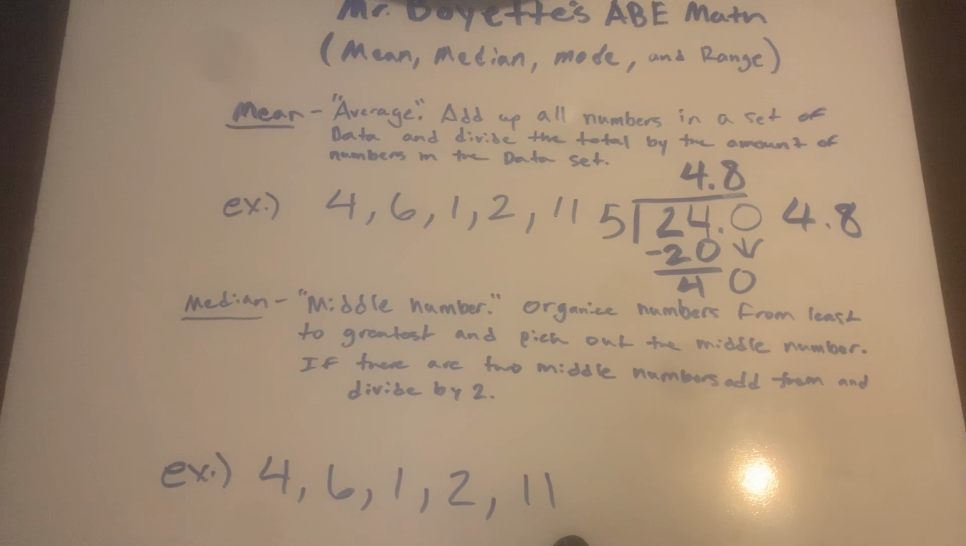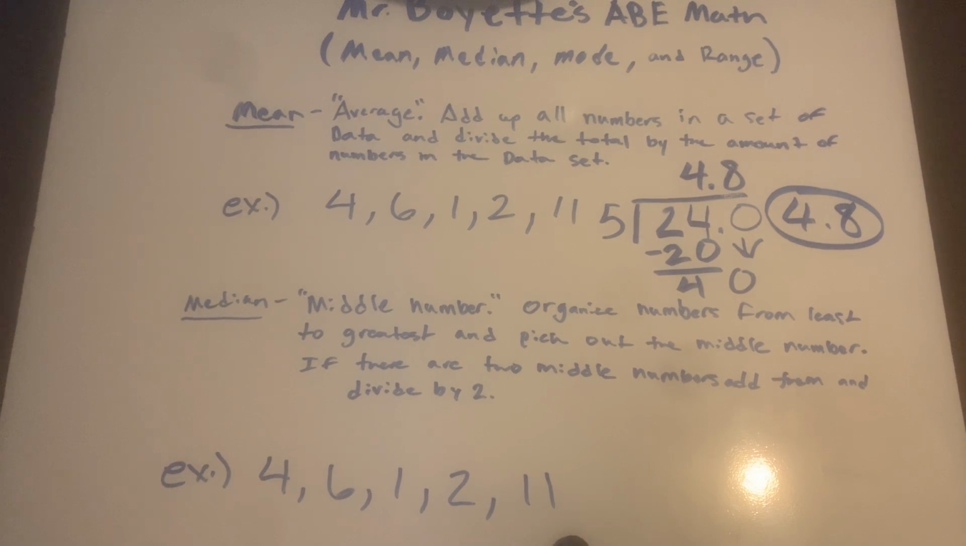So again, we'll have more examples of that later. So to sum up, mean is the average. So on the GED, when they say to find the average, what they mean is to find the mean. So that's your mean. Now, median is the middle number.